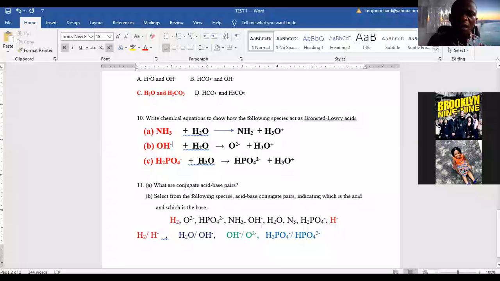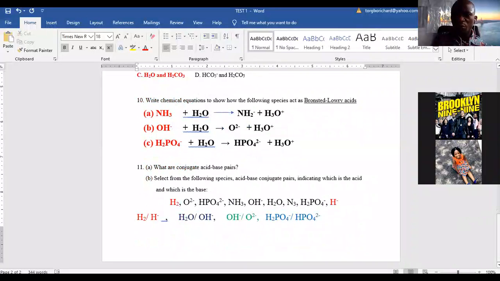Then the last one, I asked you to define conjugate acid-base pairs. A lot of you had it right, so it's not a problem. They are a pair of species that differ by a proton, or that differ by the gain or the loss of a hydrogen atom.